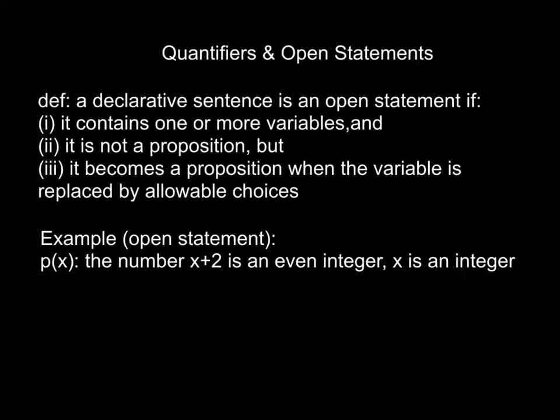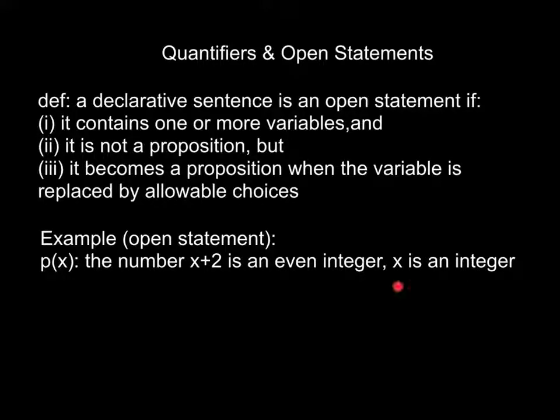An example of an open statement is P of x. The number x plus 2 is an even integer where x is an integer. So we can see it fits this definition as it is a declarative sentence. It contains one or more variables, that is, it contains x. It is not a proposition, as it is written, the number x plus 2 is an even integer. We cannot tell if it's true or false. But once the variable is replaced by an allowable choice, then it becomes a proposition.